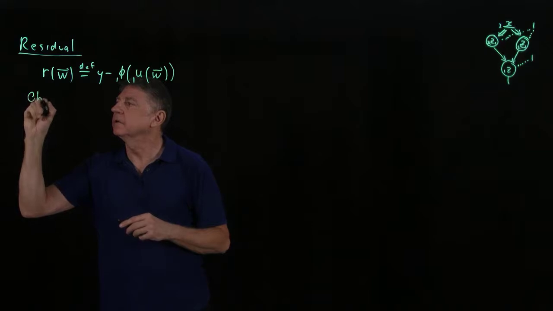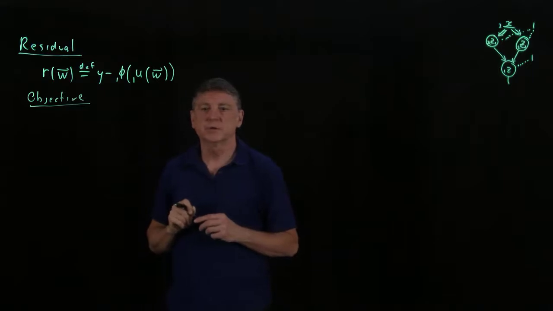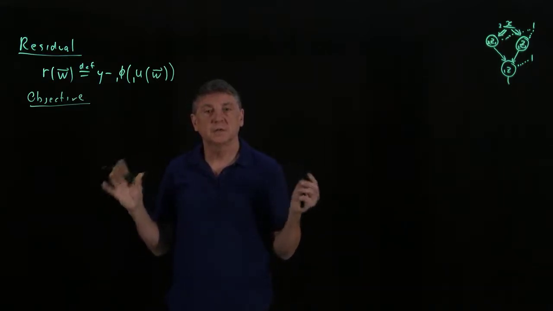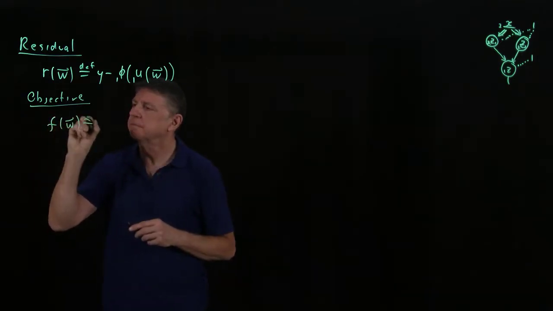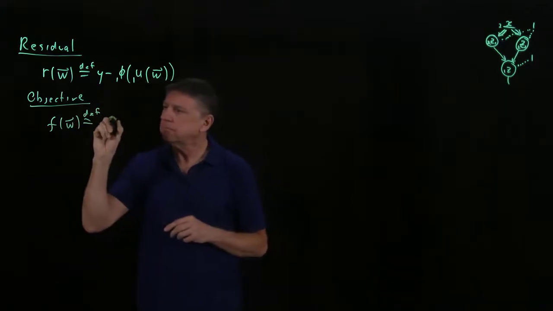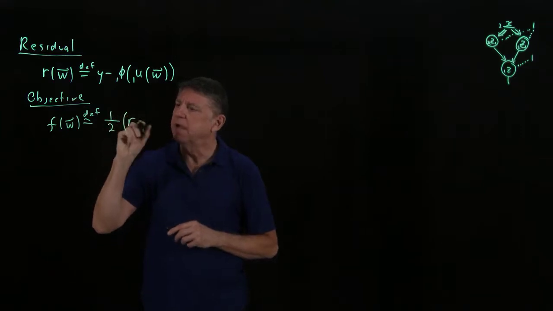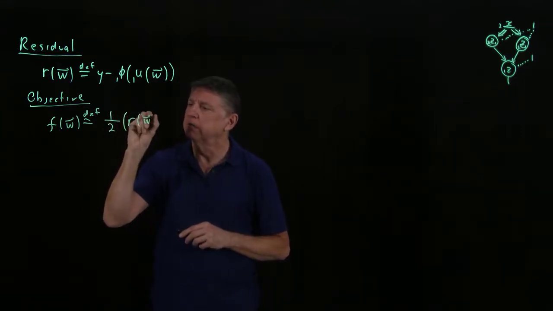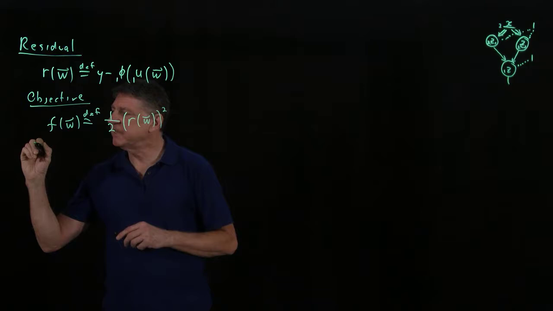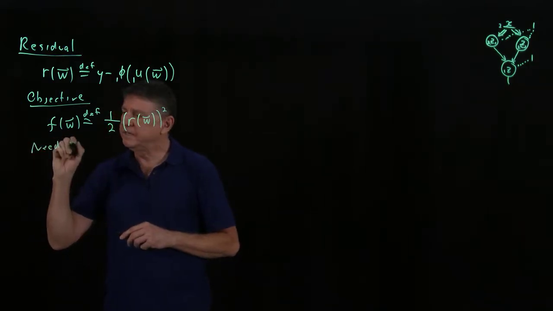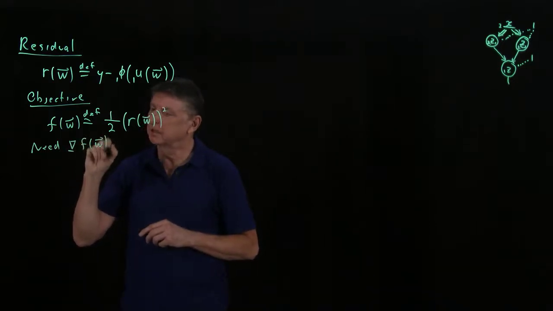So our objective, there are a number of objectives that are used in neural networks. We'll stick with a sum of square of residuals. So we'll formulate our objective as we're anticipating a differentiation, so we'll put a factor of 1/2, and that will be 1/2 of the square of the residual. And then for steepest descent, what we need is the gradient 1 form of this objective function.